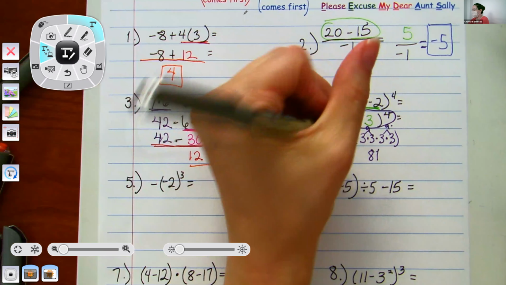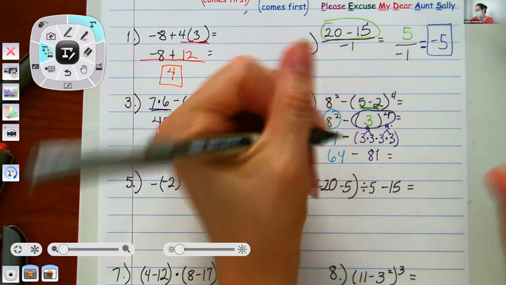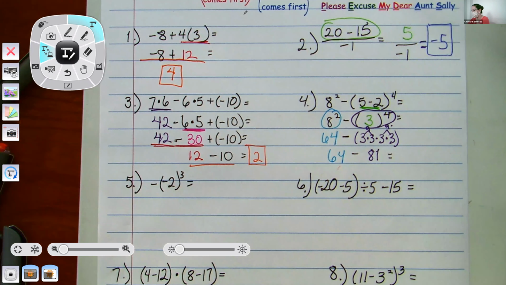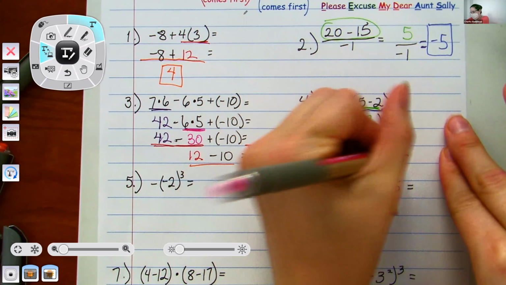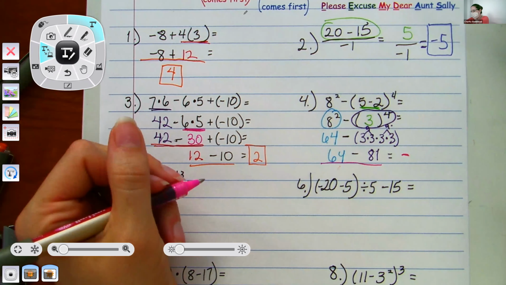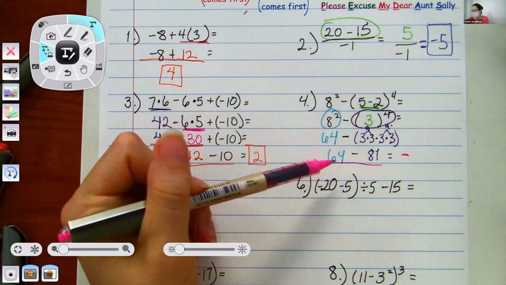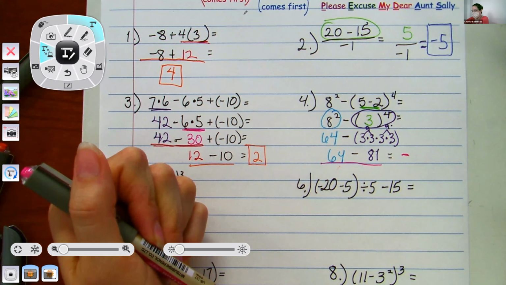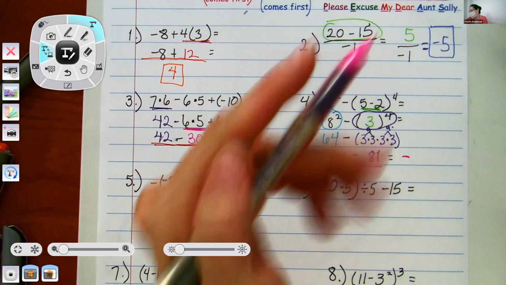If your account had $64 in it and you spent $81, you would then be overdrawn. So to figure out the number, I'm just going to subtract 81 minus 64. So that would be 17, negative 17.